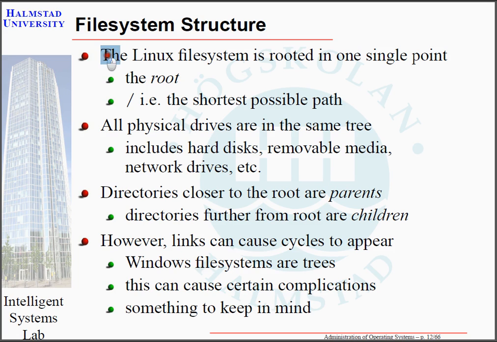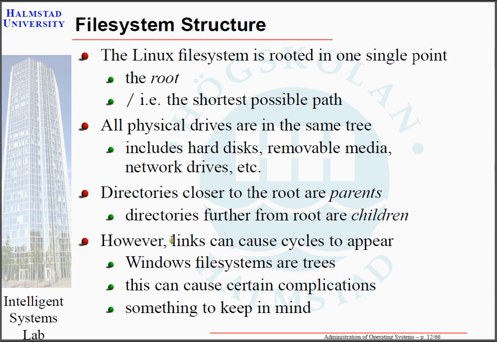The important thing about Linux file system is that it's rooted in a single point. So there is no concept of drive letters as in Windows. There is always a single file system root, which is the shortest possible path, the single slash, and all the physical drives are within the same tree, all the hard drives, all removable media, network drives, and so on. And that makes it really easy to define parents and children. Basically, all the directories that are closer to the root are parents, those that are farther away are children.